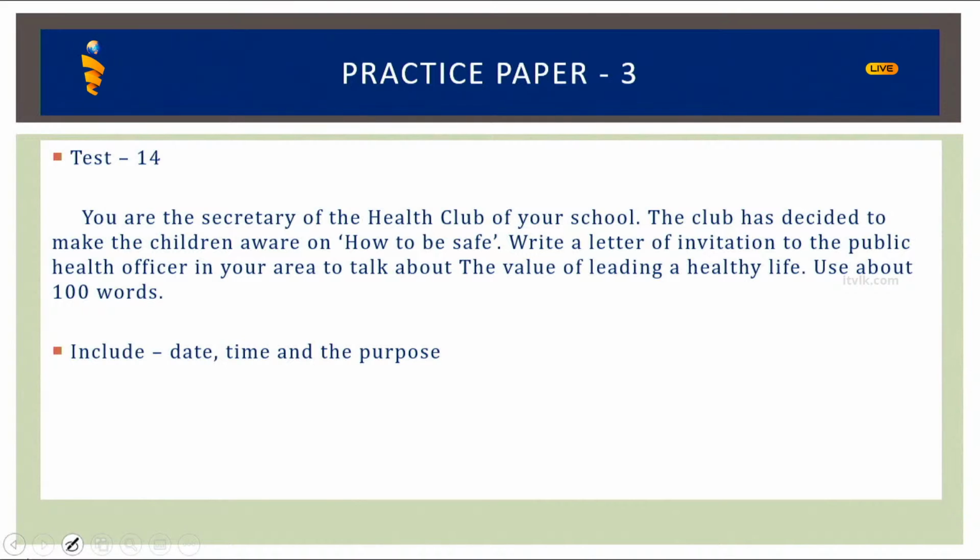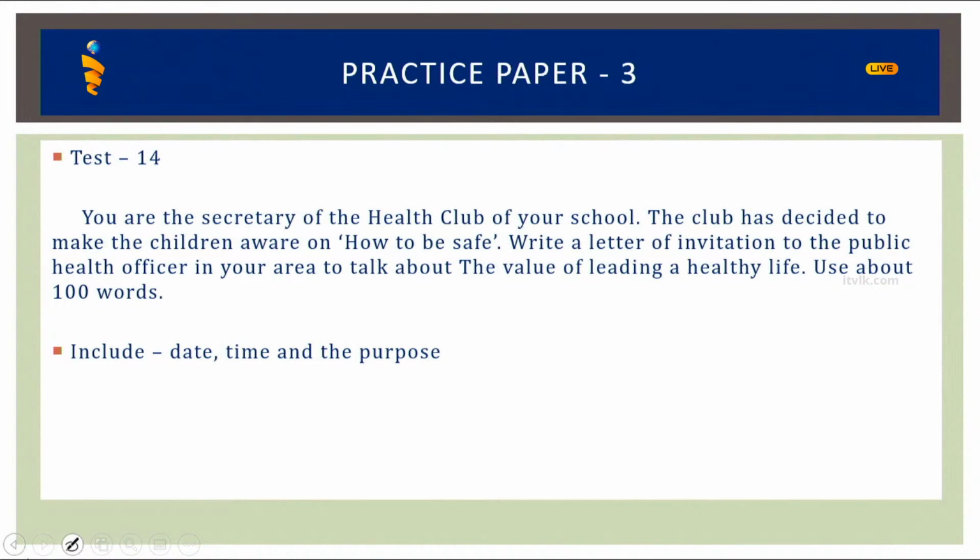Right. So to whom you are going to invite? Is it given in the question? Yes. The public health officer in your area. Right? So what is he going to talk about in the event, the awareness program? Has it been given in the question? Yes. The value of leading a healthy life.